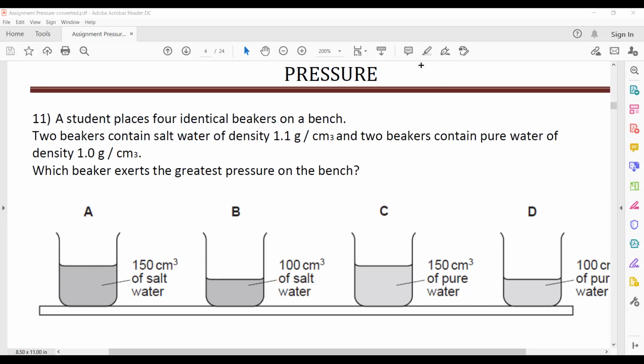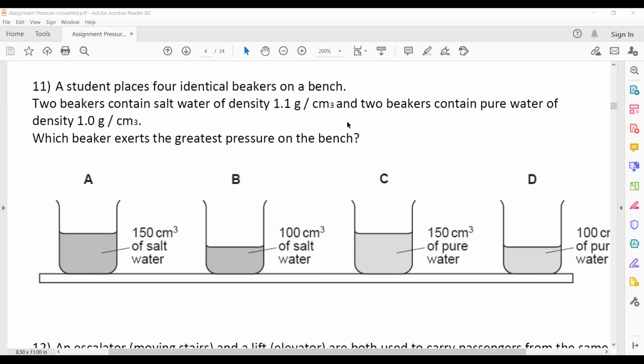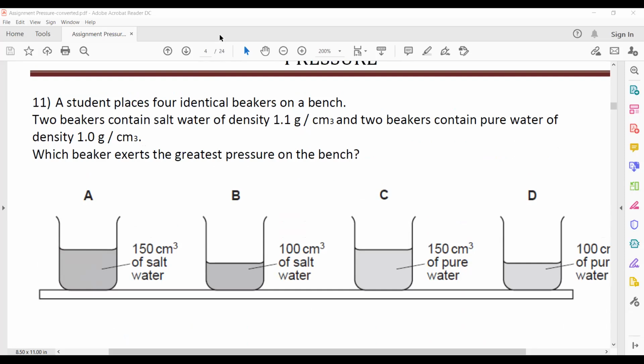you can also solve this question in terms of base as well, because if you check the question, they mention which beaker exerts the pressure on the bench. So they're asking for pressure exerted by the beaker on the bench. To calculate this, we can use pressure is force divided by area. All are identical beakers, as they mention, so they all have the same areas.